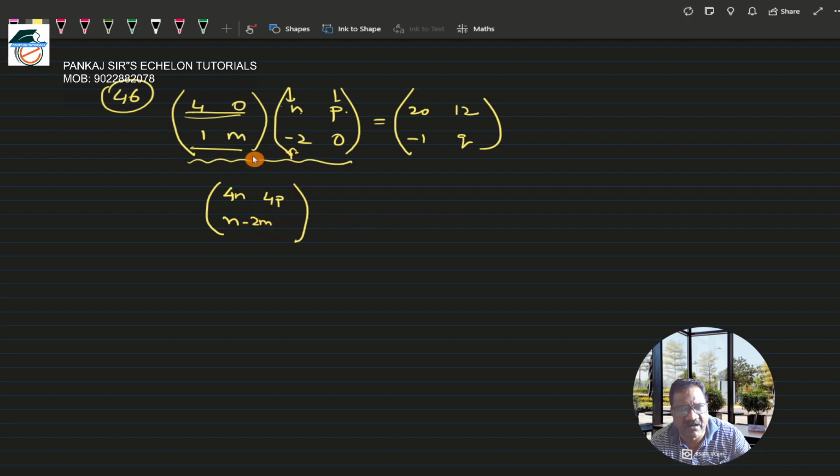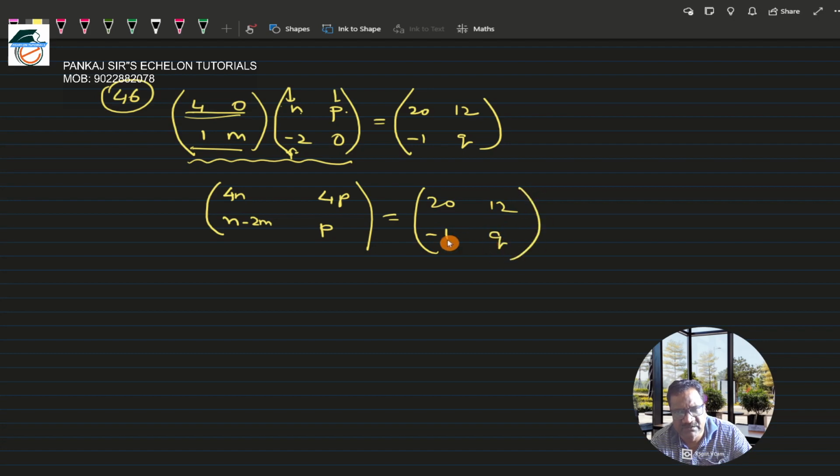Okay, now I'll have to write it properly. Okay, this was my 4p. Okay, and this last element will be 1 into p is p plus m into 0 is 0. So that's it. This is equal to 20, 12, minus 1 and a q. So here the unknowns are p, q, m and n. Okay, so you have to find out p, q, m and n.